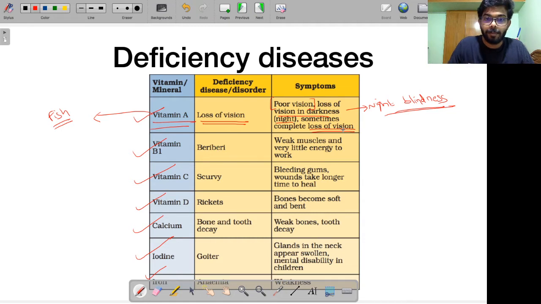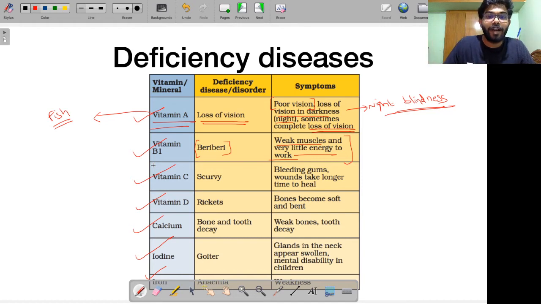Then let's talk about vitamin B. It results in a deficiency disease or a disorder called beriberi. Okay. This results in weak muscles and there is very little energy to work. Okay, so that means you feel energyless. Your muscles are very weak. You don't feel like undertaking any kind of activity, right? You are too weak to do anything. You have very little energy for carrying out any kind of work. This results because your body is deficient in vitamin B.